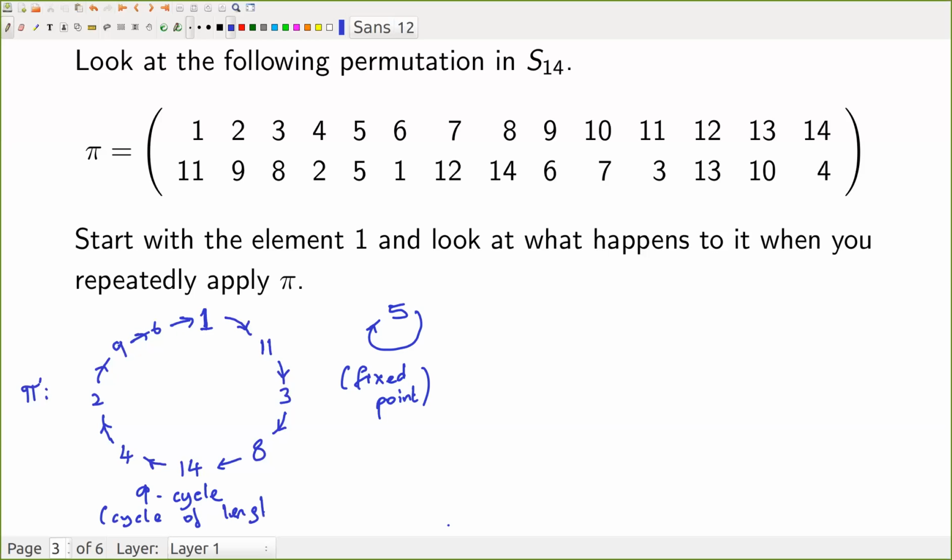It's got 9 elements in it. Okay, so now we've got 1, 2, 3, 4, 5. We've got 6. It's here. We don't have 7 yet. So if we start again with 7, which is the first one that hasn't appeared yet, look at what happens to 7 under pi. 7 goes to 12.